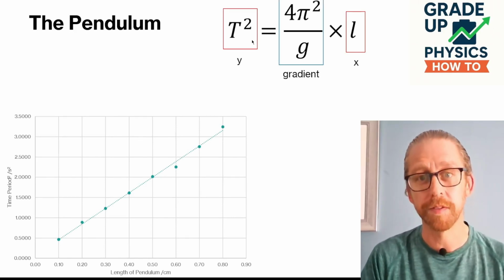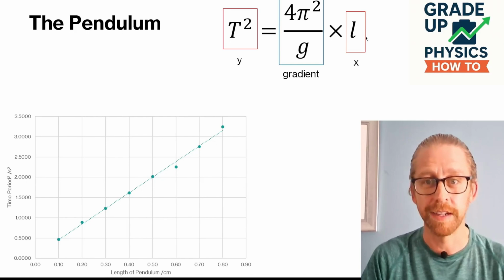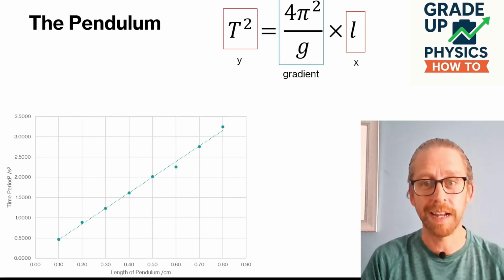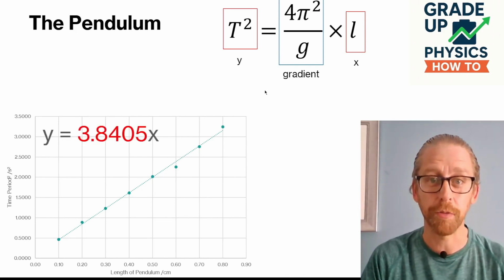So we've seen if we plot t squared on the y-axis against L on the x-axis, we're going to get a nice straight line with a gradient of 4 pi squared over g. Now the graph that you can see here is actually real data that some of my students have collected. You can tell it's real data because we've got some scatter around that line of best fit. But when we actually calculate the gradient from this line, we get this value here of about 3.8.